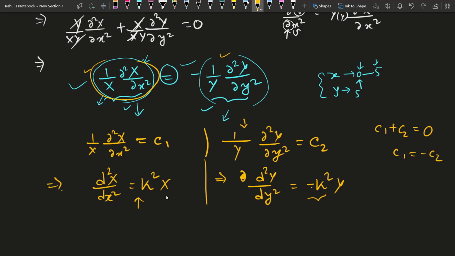You can think in another way: why am I not using minus here and plus here? Then also this will satisfy, and c1 plus c2 will be 0. Then how can we guarantee that this will always be plus and this will be minus? The reason you will understand later, I will discuss that later.